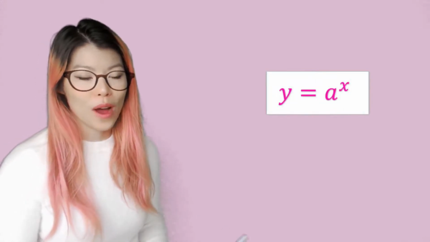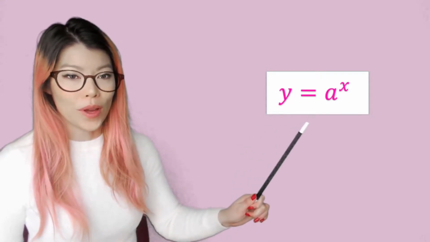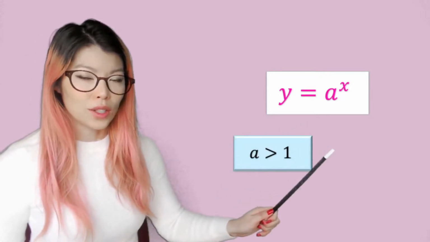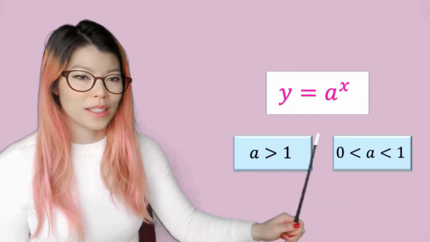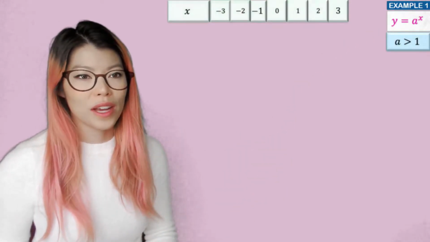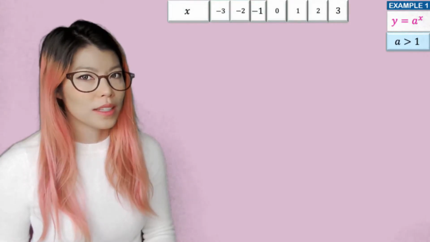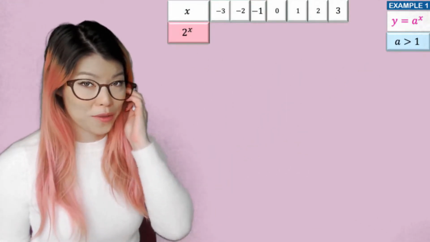We're going to look at y equals a to the x, and we're going to try to sketch it for when a is greater than 1 and in a different scenario when a is between 0 and 1. You'll see why these two scenarios very shortly. So for y equals a to the x, where a is greater than 1, let's plot a table for 2 to the x. So where a is equal to 2, and 2 is greater than 1, right?